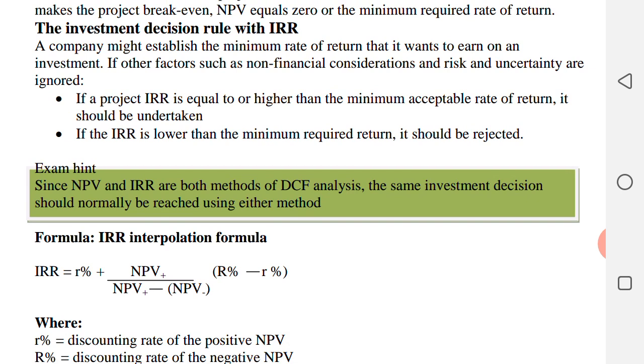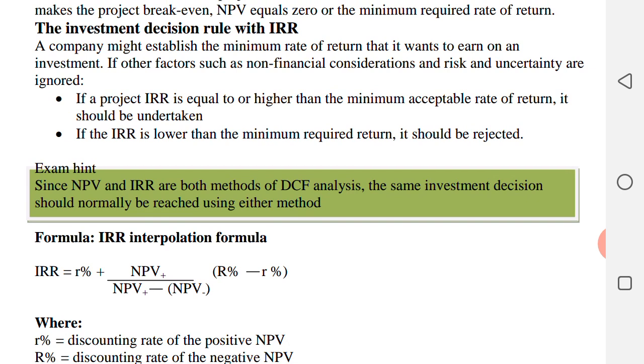So the decision under the IRR is that a company might establish the minimum rate of return that it wants to earn on an investment, if other factors such as non-financial considerations and risk and uncertainty are ignored. If a project's IRR is higher than the minimum acceptable rate of return, it should be undertaken. If the IRR is lower than the minimum rate of return, it should be rejected. Now, how will you undertake a project using IRR?